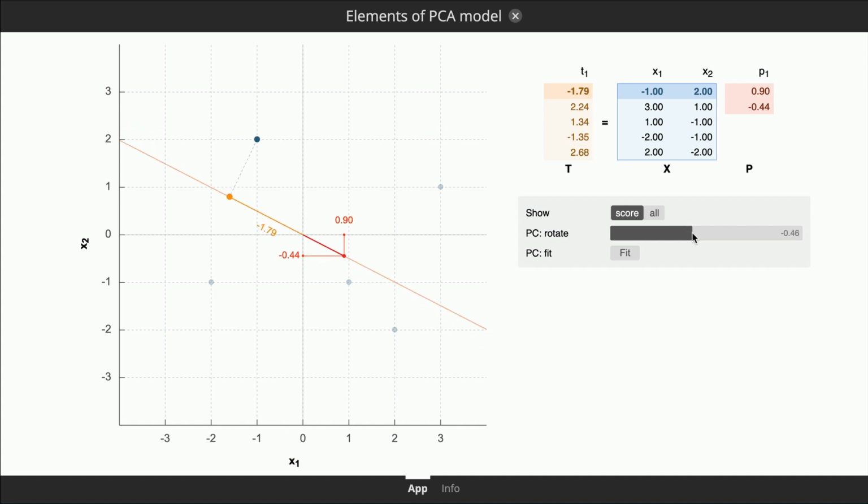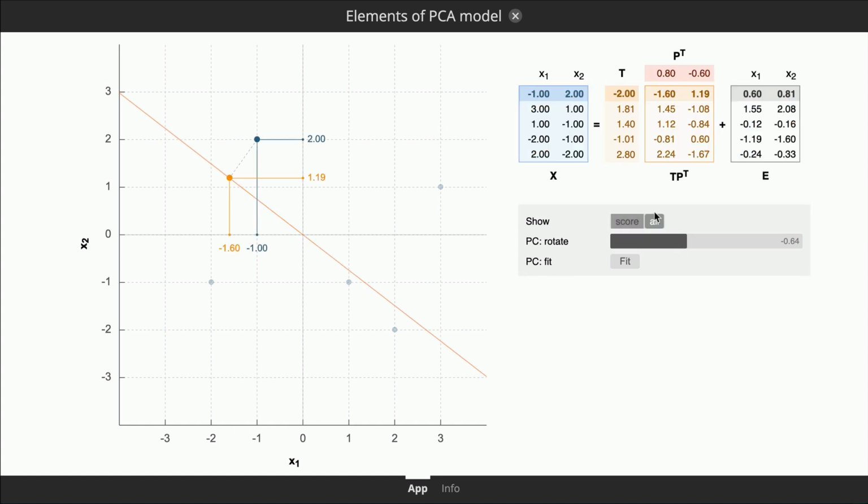Okay. Now, let me get back to this nice orientation. It's not the correct one, but it's nice because it gives you some nice numbers, so it's easy to explain. And then let me show you the full model again.